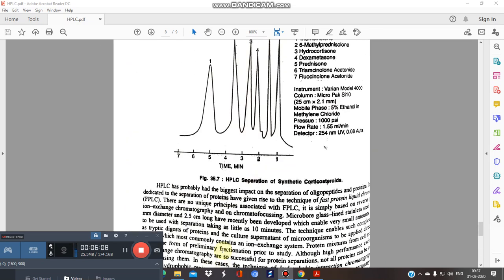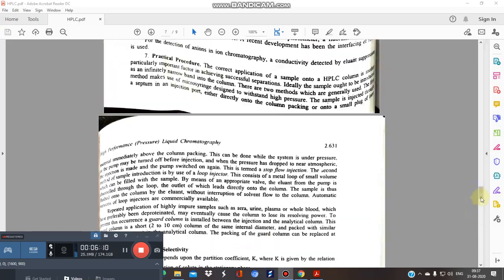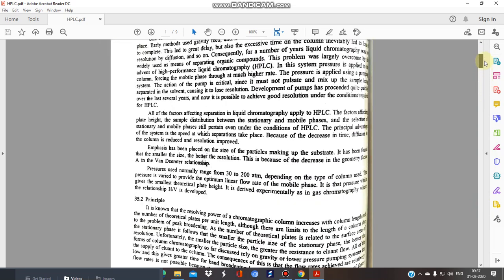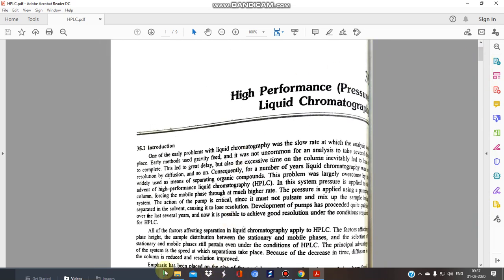So this is HPLC as per this book, that is Dr. G.R. Chatwal. I request you to read this book also: Dr. G.R. Chatwal, Instrumental Methods of Analysis.